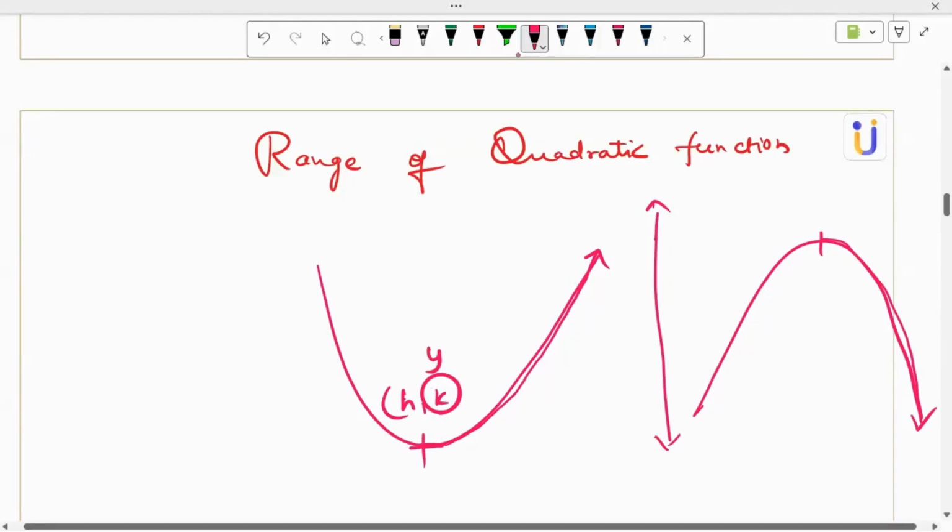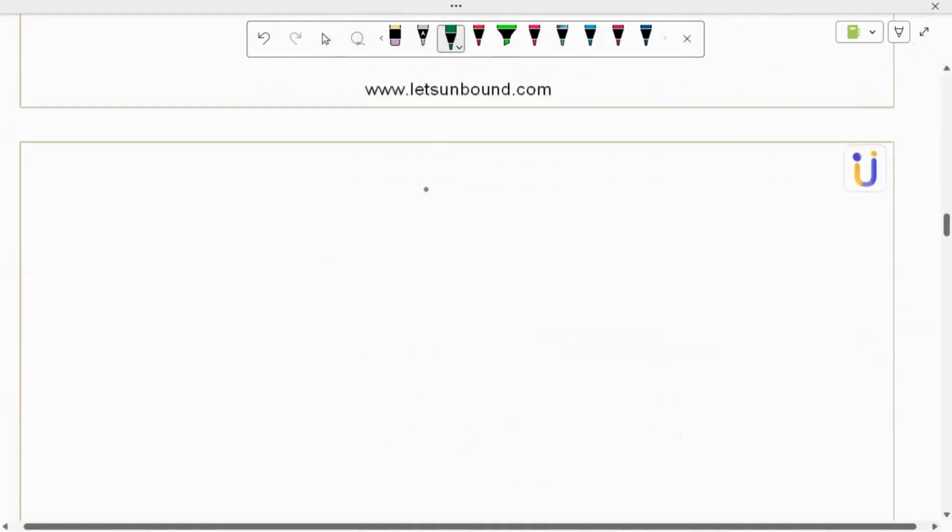So if your vertex is (h, k), this is my range. h is an input. So your y is basically greater than or equal to k, from k, and it goes to infinity. So this is the aim. Let's get into the problem. Range of g.